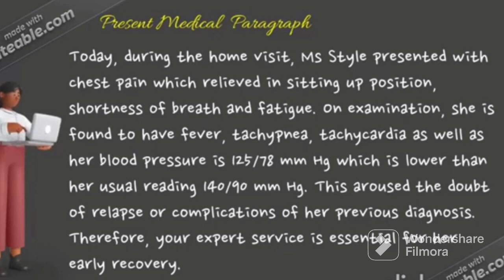So this aroused the doubt of relapse or complications of her previous diagnosis. That means you are suspecting that it may be the relapse, that means again recurrence of pericarditis, or maybe the complication of pericarditis. So therefore, we can write one additional sentence. This is like a conclusion, as I told you in the last class. This is a simple conclusion, it's optional. If you're writing like this, the letter will look good, just for the presentation.